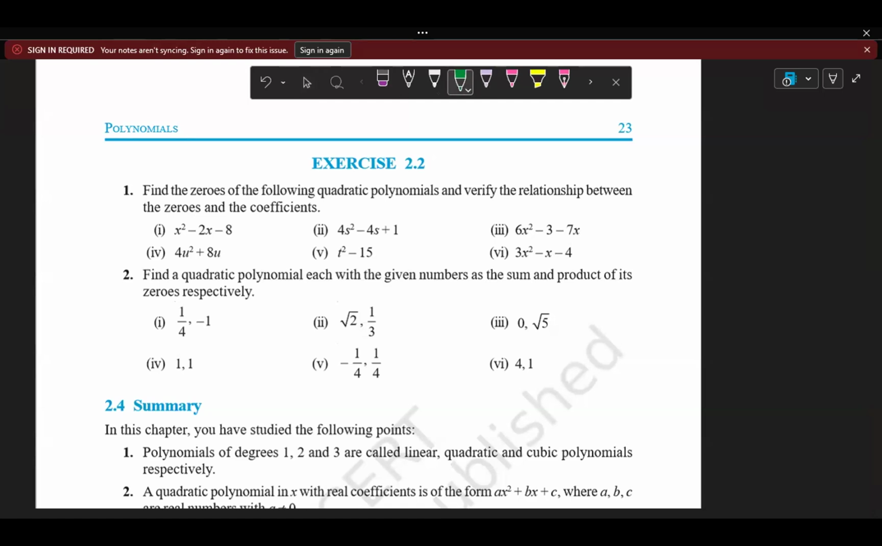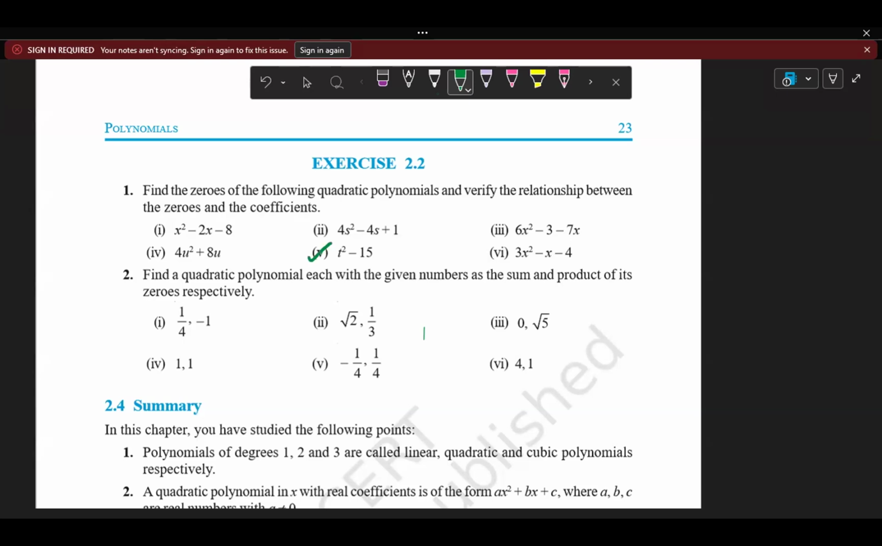So, from here, you have to find the zeros of the quadratic polynomials and verify the relationships. So, children, how are you supposed to find the zeros? Can somebody tell me? How do you find the zeros? By factorization method. By factorization, exactly. See children, factorization is basically dependent upon what kind of question it is. It can sometimes be middle term splitting, or it can be using an identity, or without an identity, you just have to take HCF and solve.